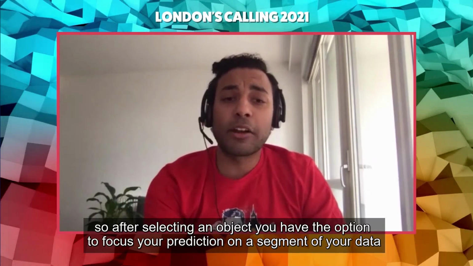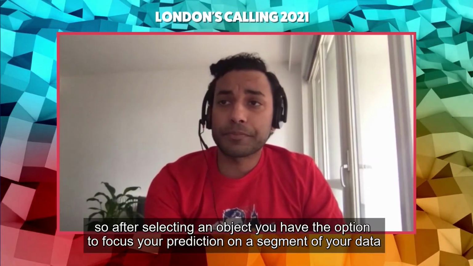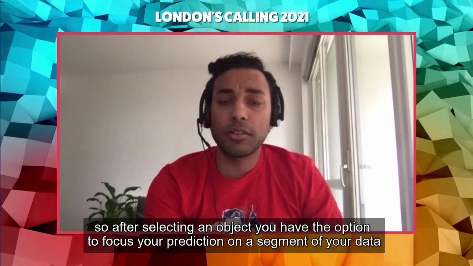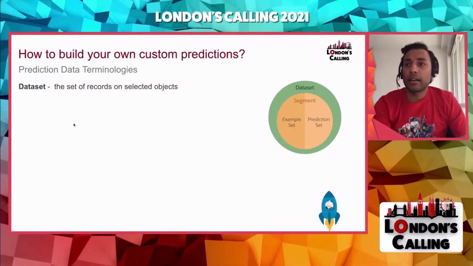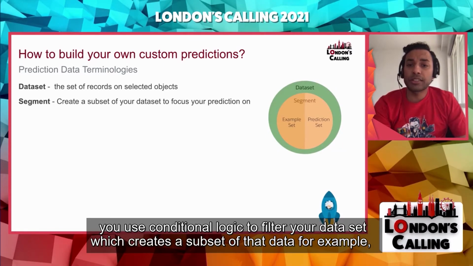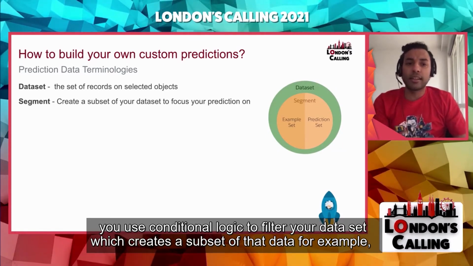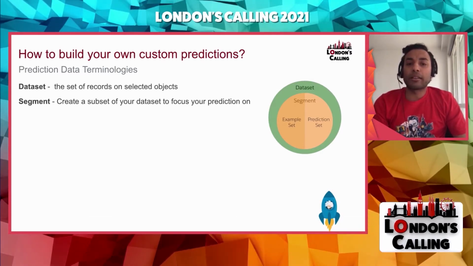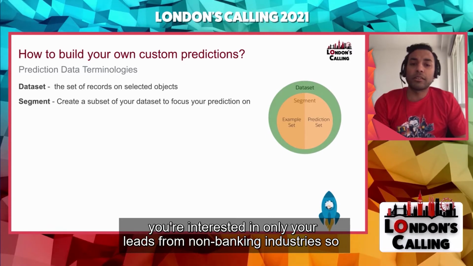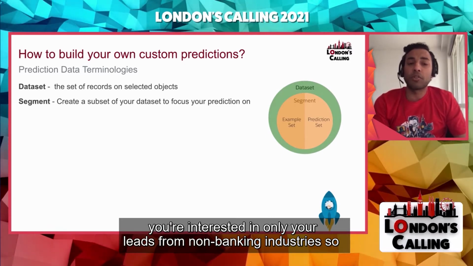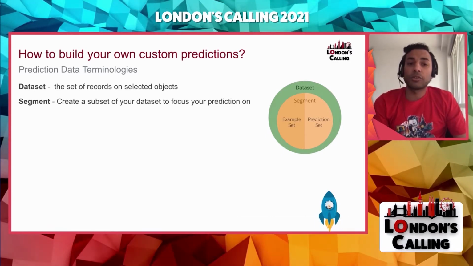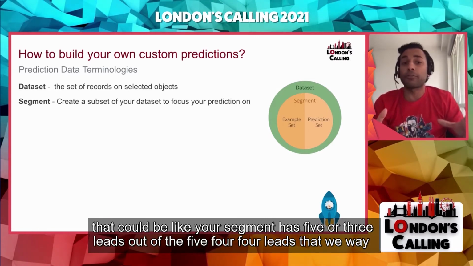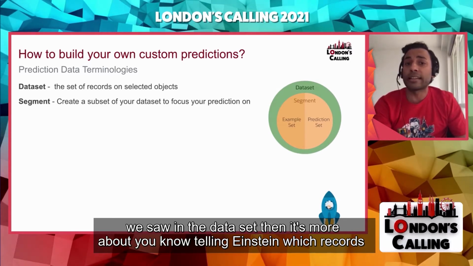After selecting an object, you have the option to focus your prediction on a segment of your data. You use conditional logic to filter your data set, which creates a subset of that data. For example, you're interested in only your leads from non-banking industries. So your segment could have 503 leads out of the 544 leads that we saw in the data set.